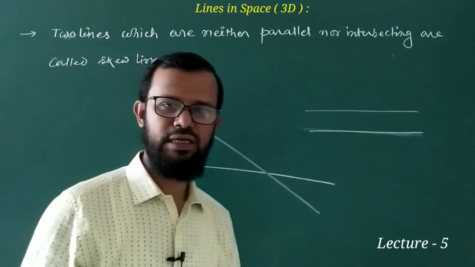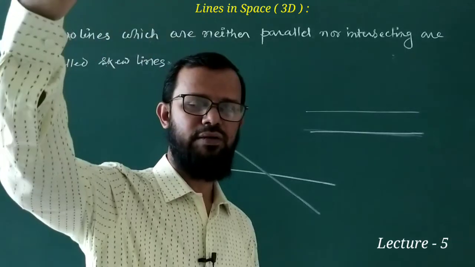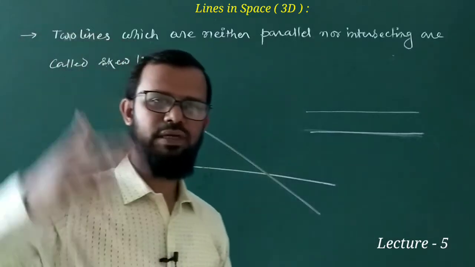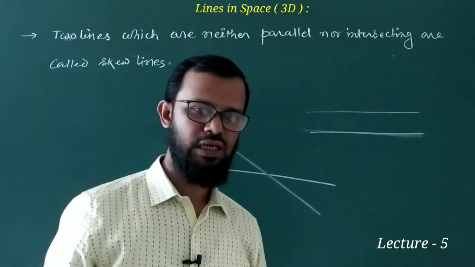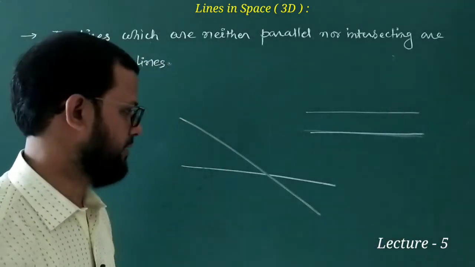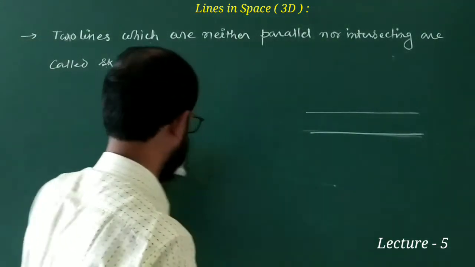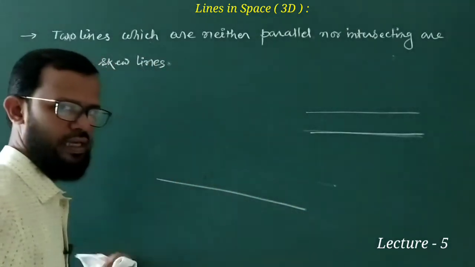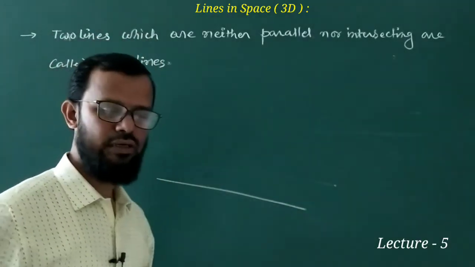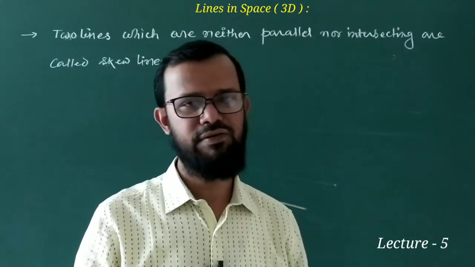Now if I take two planes, suppose this is one plane and I am taking another plane somewhere else in space. And if I draw two lines in different planes, suppose I draw a line in this particular plane and another line in the other plane, then what will happen? Both lines will never intersect and never be parallel.